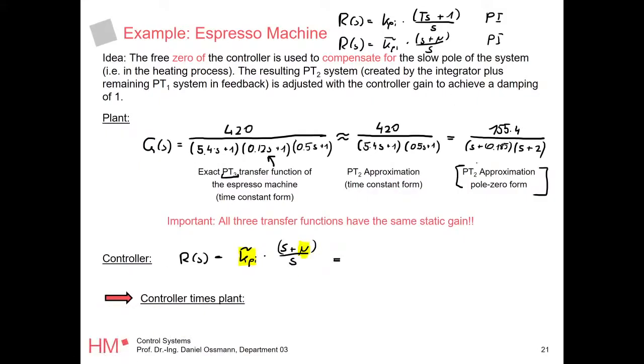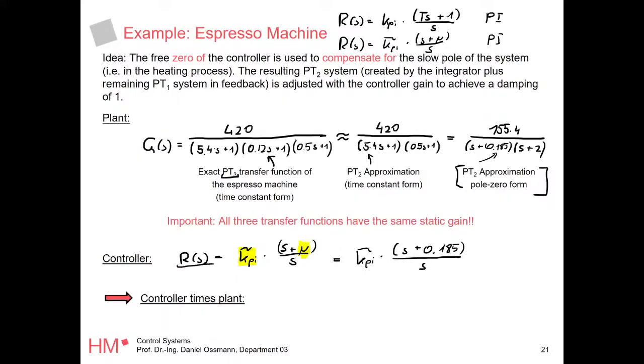Okay, and we said this guy here is the slow one, because it takes 5.4 minutes. So we take out this guy. We say K times (s + 0.185) over s. If you want to do it in the time constant form, you write K times (5.4 s + 1) over s, right? It's really up to you. It doesn't matter.